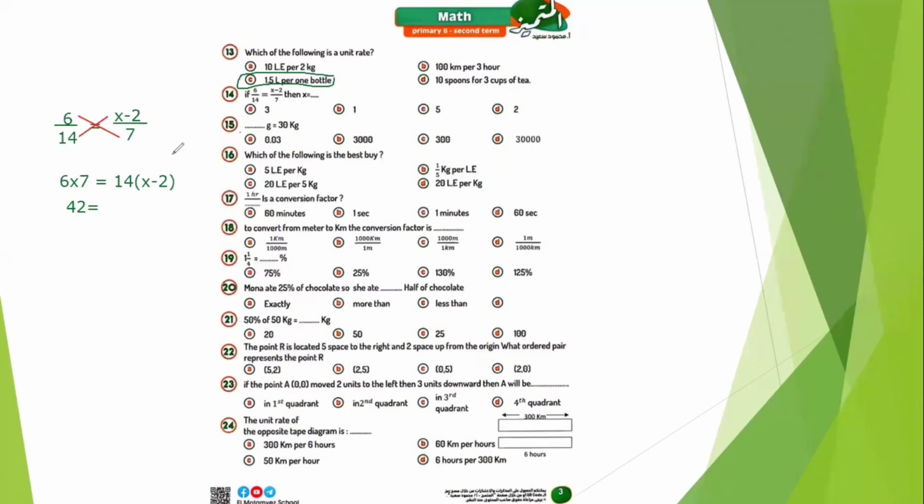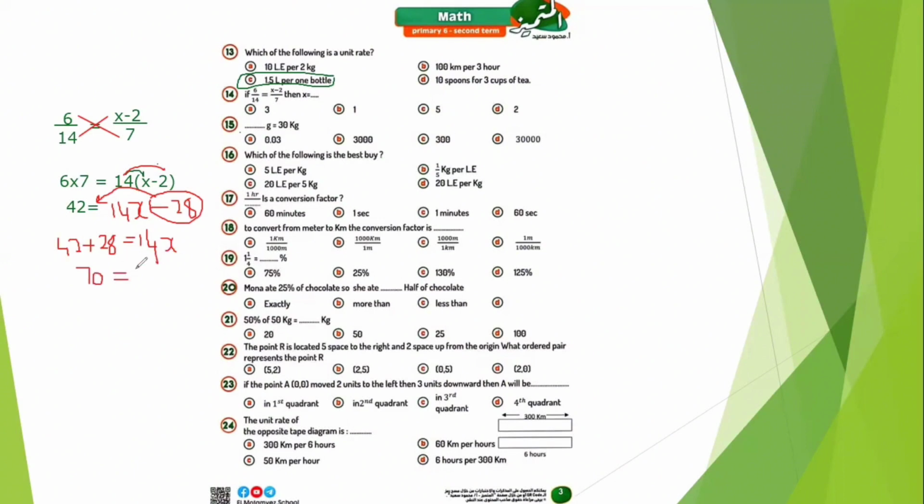14 times x equals 14x, and put the sign. 14 times 2 equals 28. Now we want to leave x alone, so I can put negative 28 on the other side but change its sign. So it will be 42 plus 28 equals 14x. And add 42 plus 28 equals 70.